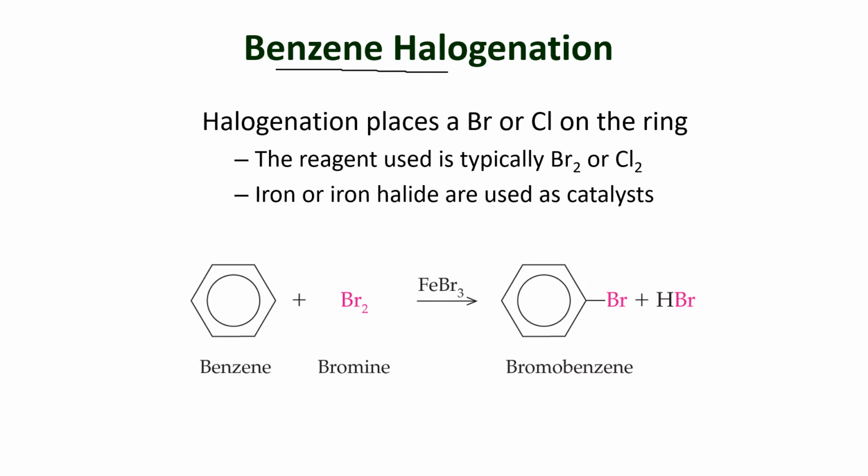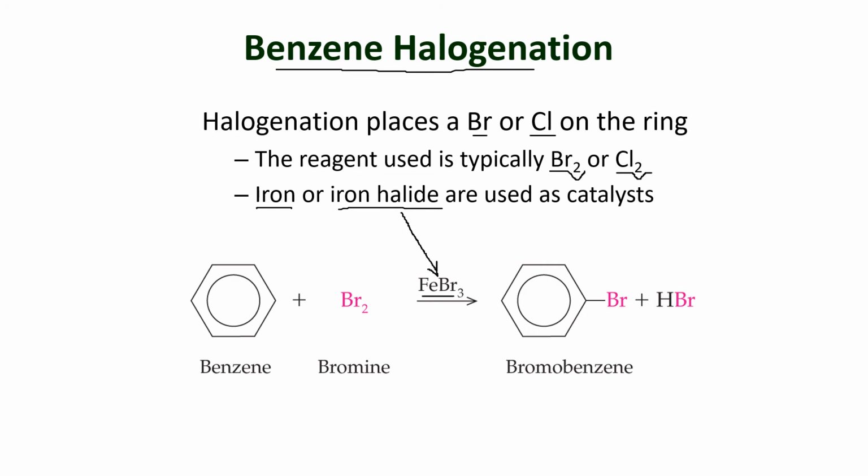First up is benzene halogenation. Halogenation usually places a bromine or a chlorine on the ring. These are the two most commonly used halogens attached to the benzene molecule. The reagent is in diatomic form, Br2 or Cl2, for bromine and chlorine. An important thing to remember is that we need a catalyst for this reaction. Iron or an iron halide is used as the catalyst. Iron bromide, FeBr3, is the example in this reaction.